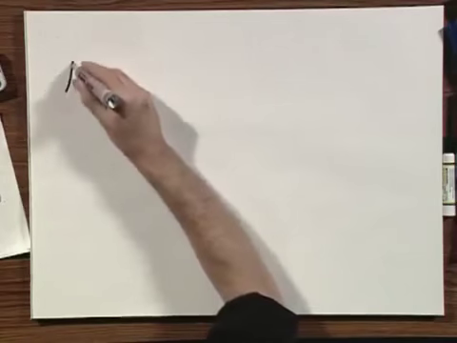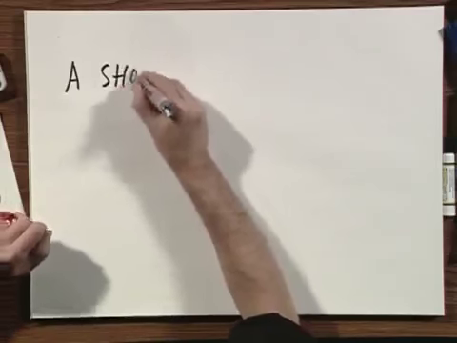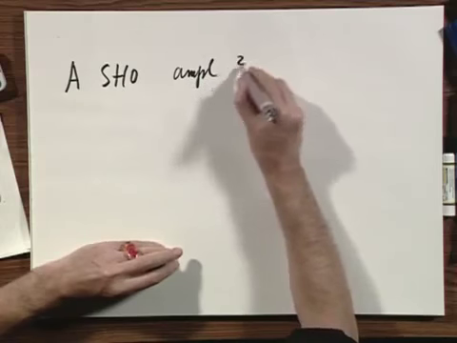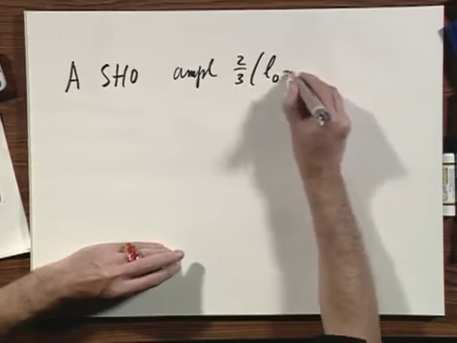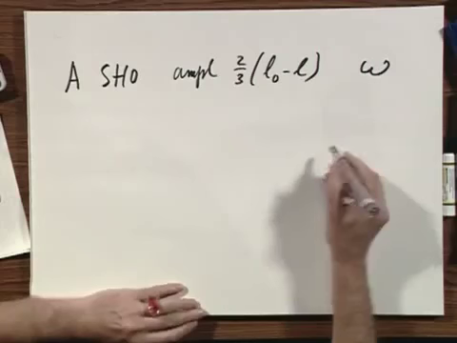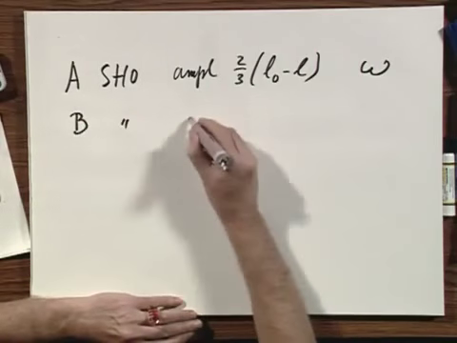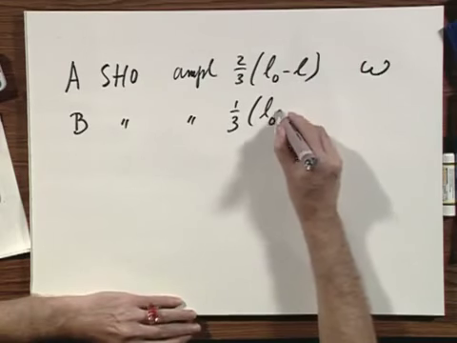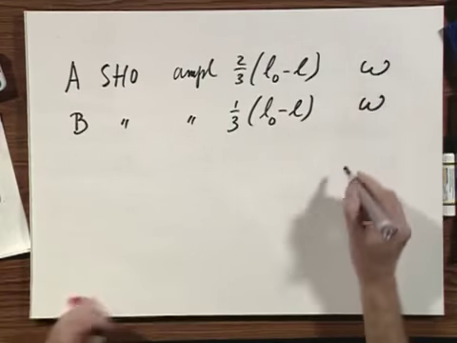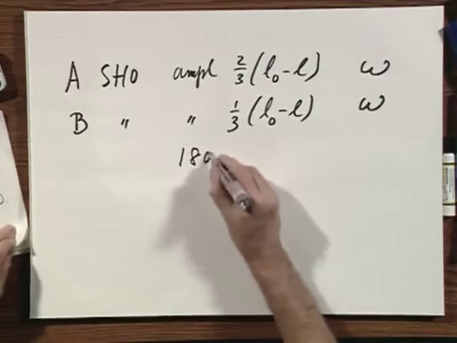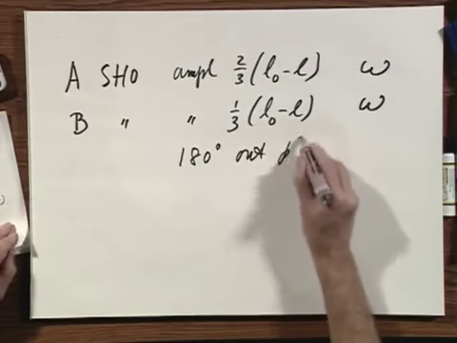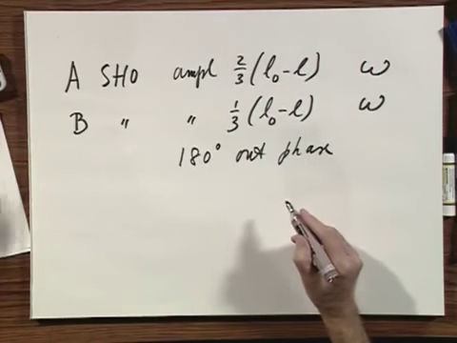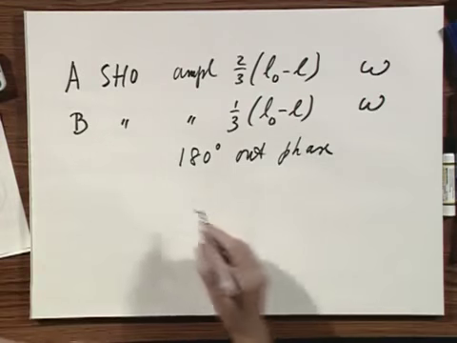Well, it's clear that A is going to oscillate in a simple harmonic fashion, and that the amplitude of A is going to be 2/3 times (L0 minus L), and it has a frequency omega. B will be a simple harmonic oscillation with an amplitude 1/3 times (L0 minus L), but it better have the same omega, and they are 180 degrees out of phase. When one goes up, the other one goes down. How now would I calculate the frequency omega?